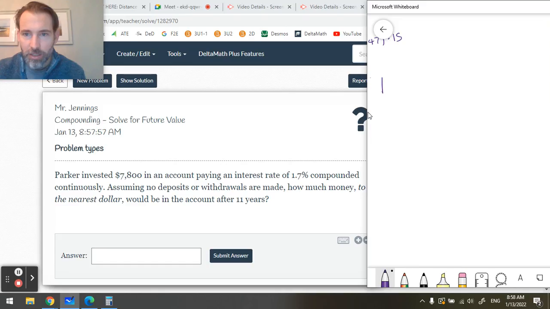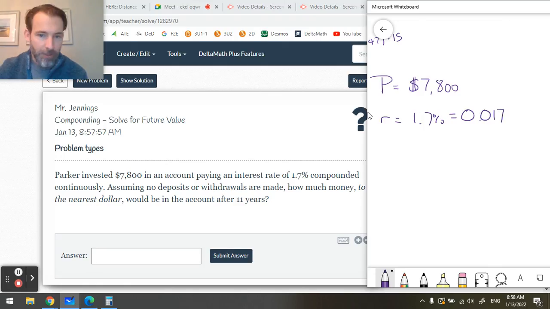Parker invests this amount of money, 7,800. His rate is 1.7%, which can also be written as 0.017. And to the nearest dollar, how much is going to be there after 11 years?